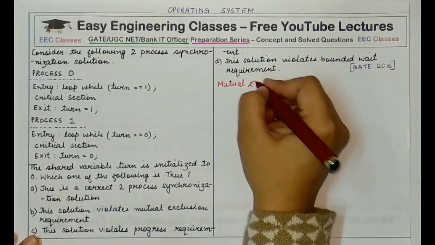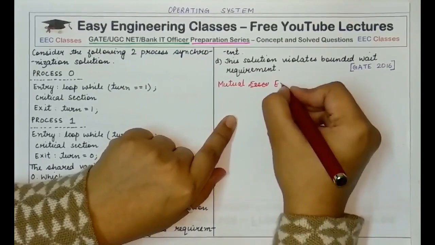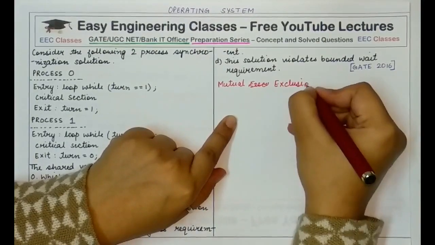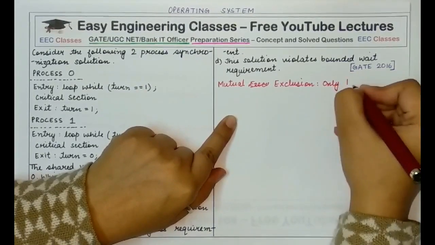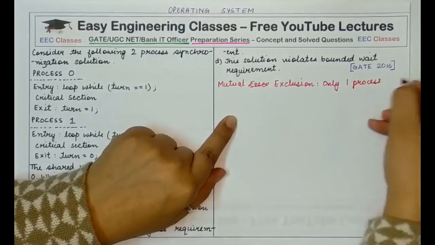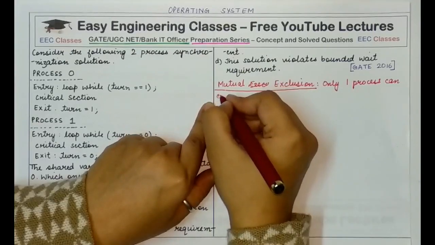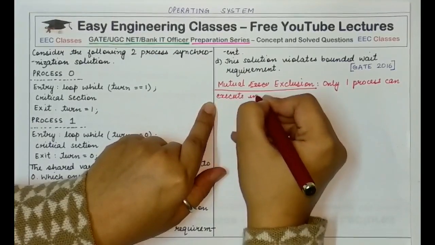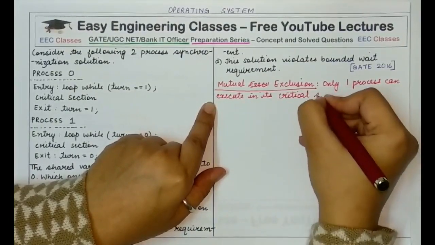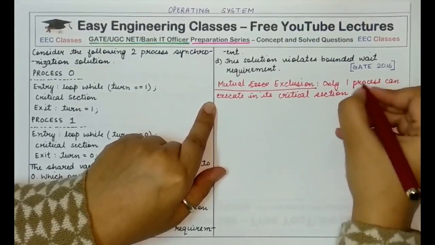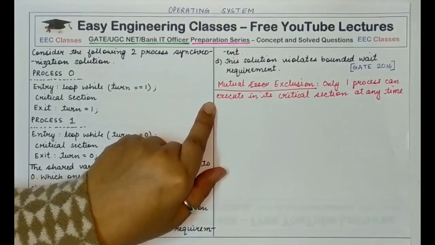Okay, so I'm writing mutual exclusion. Mutual exclusion, that means only one process at the max can execute in its critical section at any point of time. Okay, this is the condition of mutual exclusion.